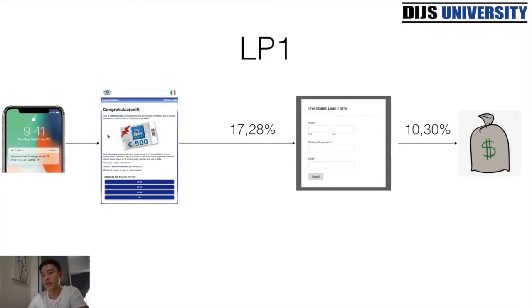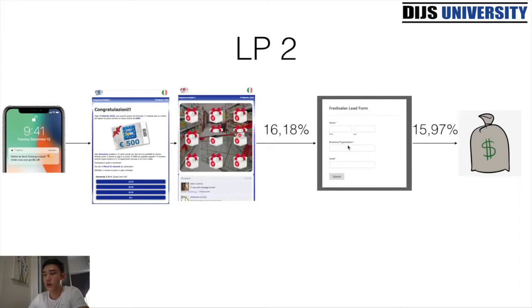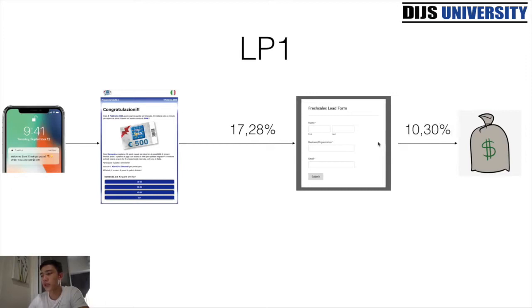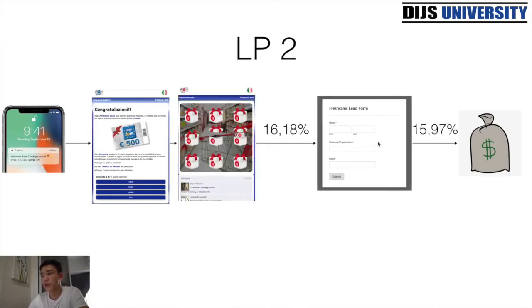So the results were that I got a 17.28% click-through rate on landing page number 1, and then about 10% converted on the offer page. For landing page number 2, the longer one, about 16.18% clicked through the landing page to the offer page, and about 16% filled in the lead form. So these are quite some differences, since the CTR was about the same, but the conversion rate was much higher with the longer landing page.